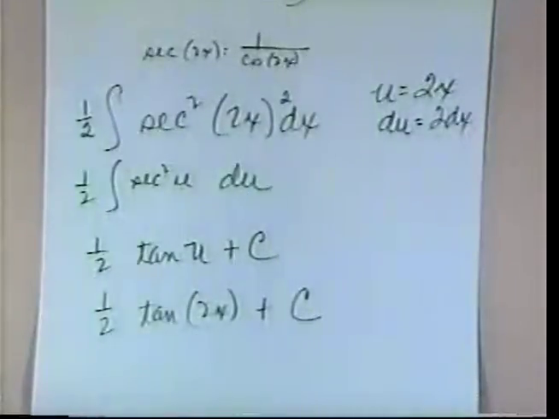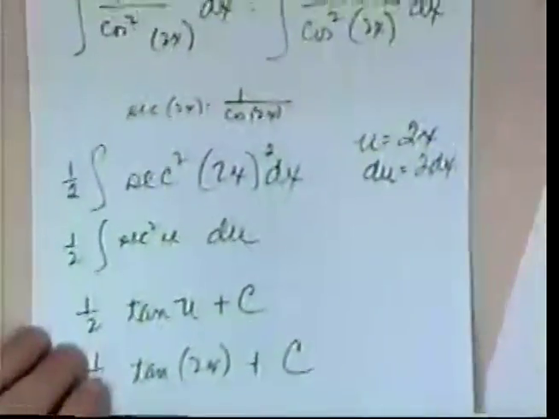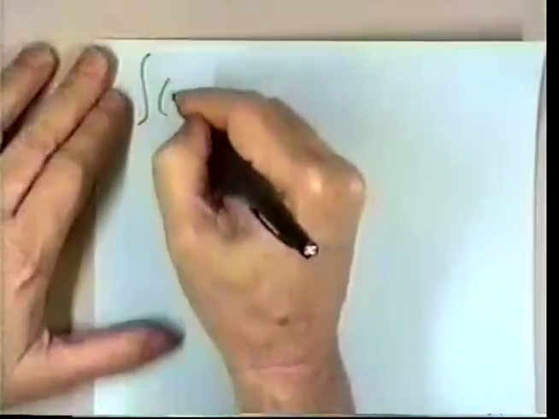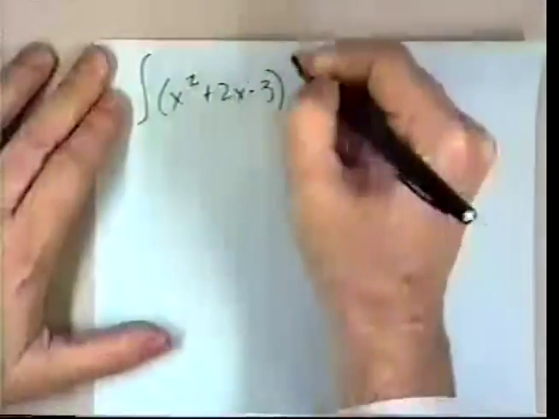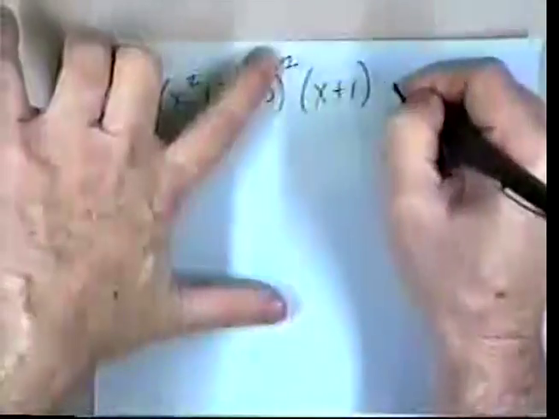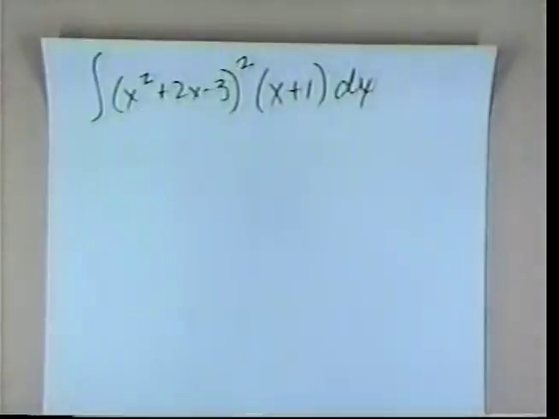One that's a little bit more complicated looking, although I'm not real sure it's more complicated, is one like this one. Again, we're working with u substitution. So I've got a polynomial, x squared plus 2x minus 3, all squared, times x plus 1, dx.